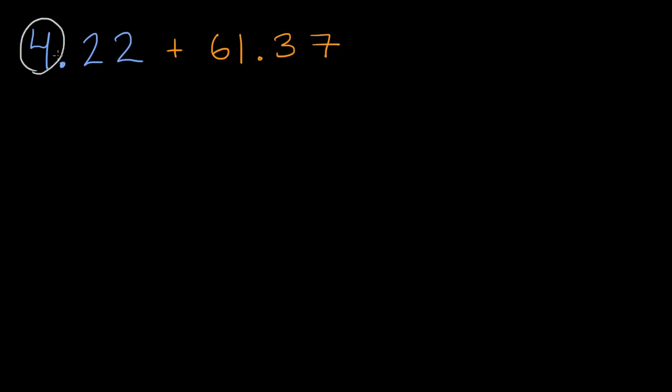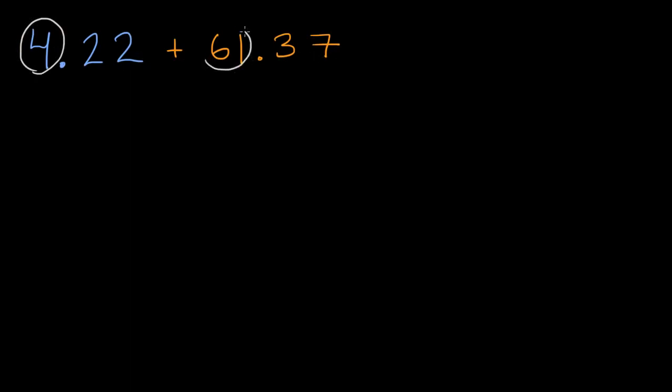Let's do some more involved examples using decimals. So let's say we want to add 4 and 22 hundredths to 61 and 37 hundredths. Like always, I encourage you to pause the video and try to figure it out on your own. Well, the way that my brain tries to tackle it is it says, all right, I have 4 and 22 hundredths and 61 and 37 hundredths.